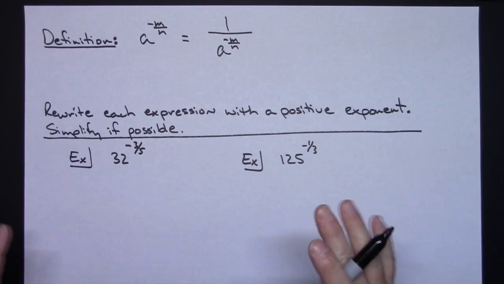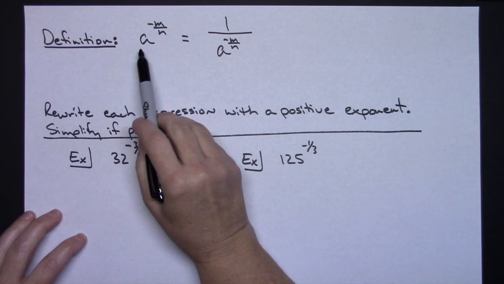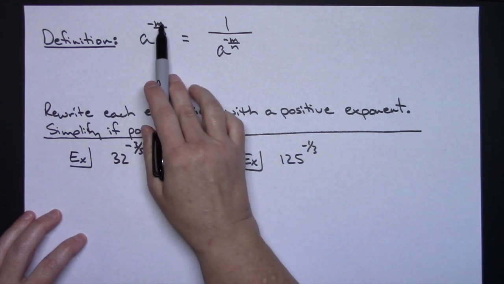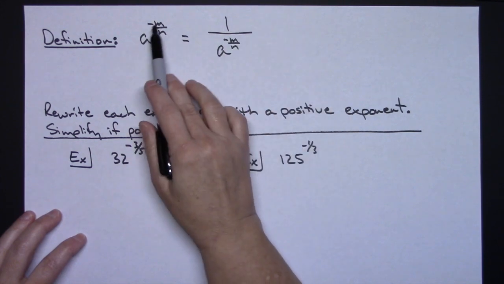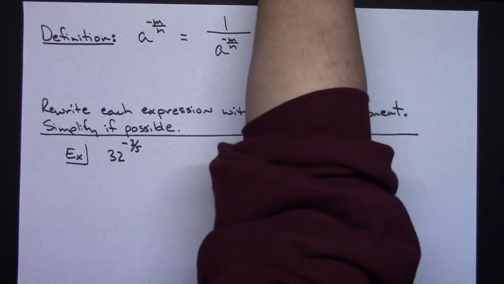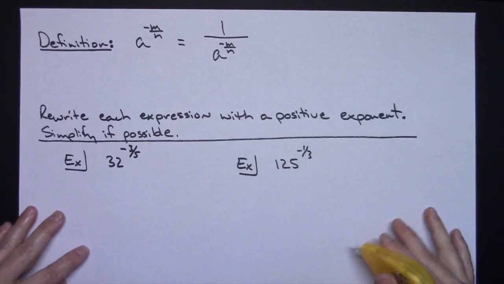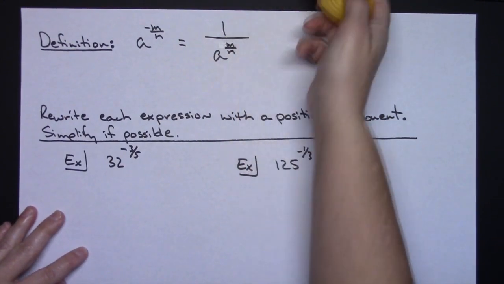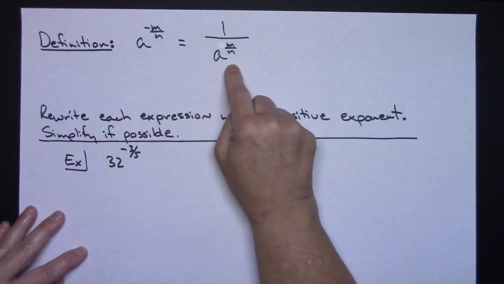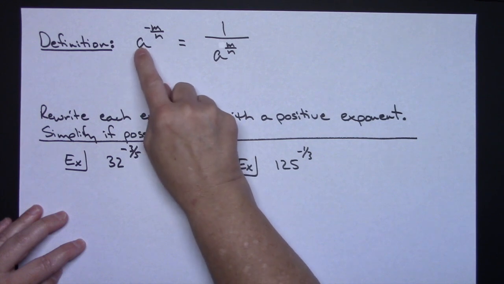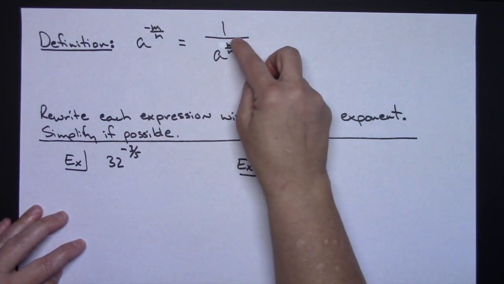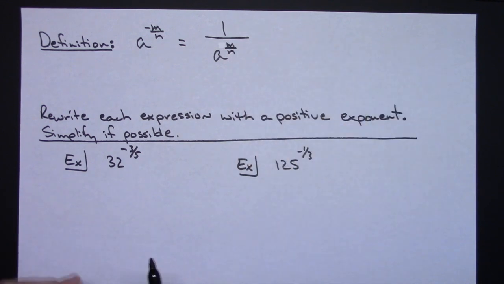This one kind of follows along with your laws of exponents. Let's say I've got a raised to the negative m over n. If you recall, from a regular negative exponent, we can move it to the bottom and make it positive. If you've got a negative exponent like this and you move it to the bottom, then it makes your exponent positive. So a raised to the negative m over n would be 1 over a raised to the m over n, the positive m over n.